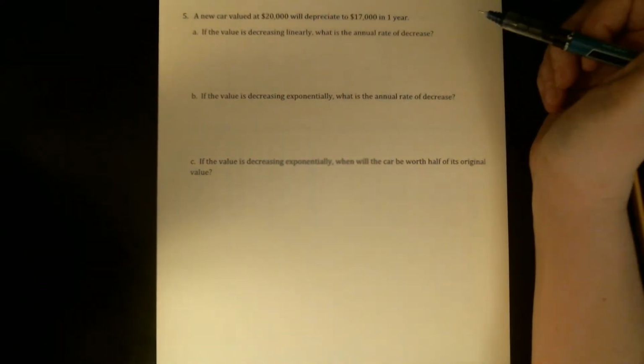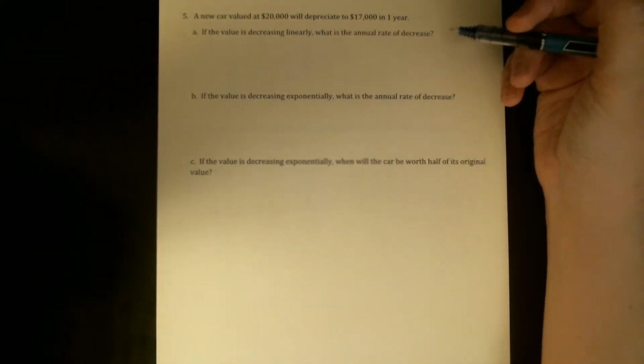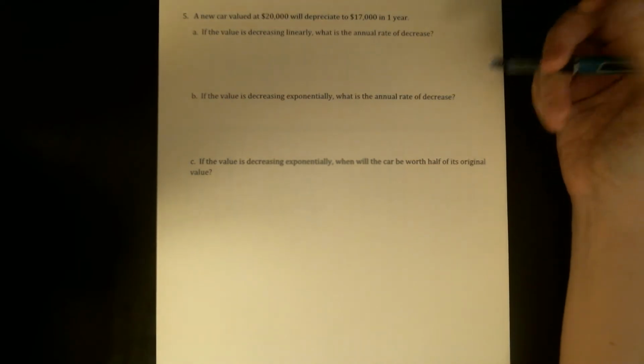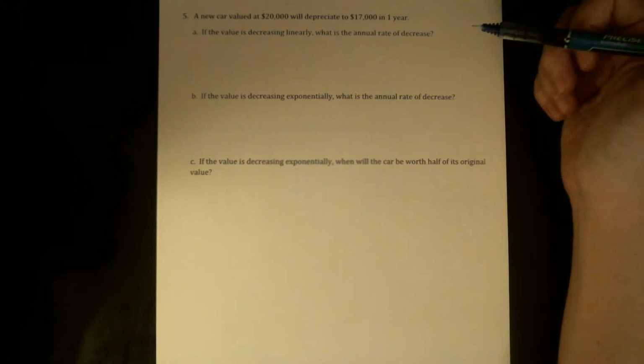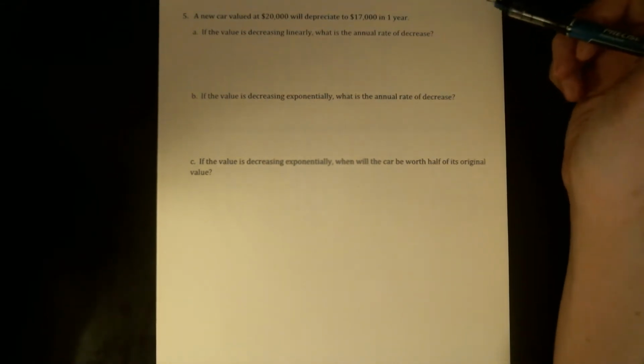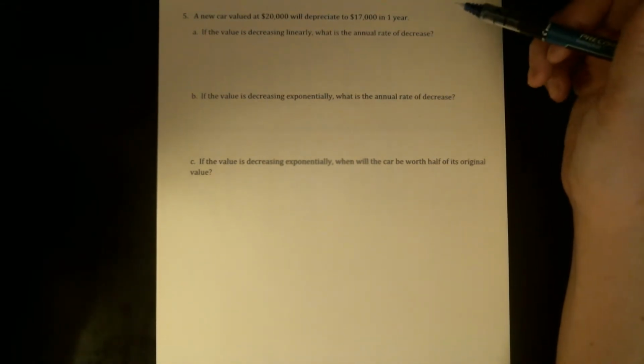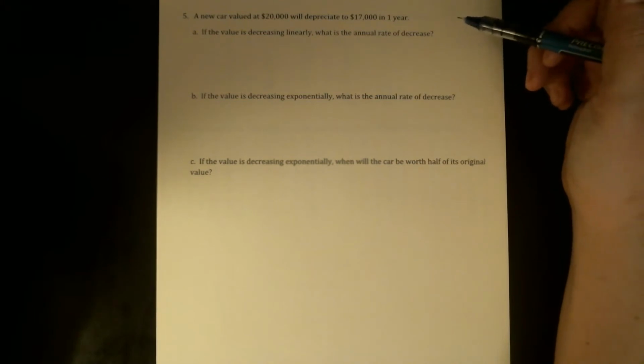Hi everyone. I'd like to work on one last example of applications of exponential functions. A new car is valued at $20,000 and will depreciate to $17,000 in 1 year. We are supposed to figure out a couple of things. The first one is if the value is decreasing linearly, what is the annual rate of decrease?